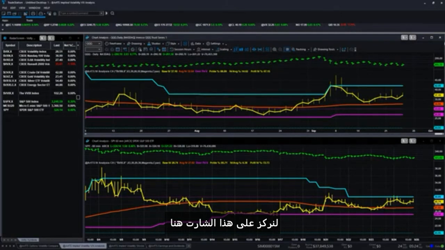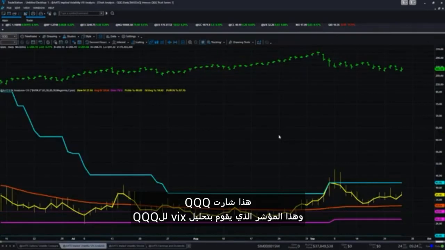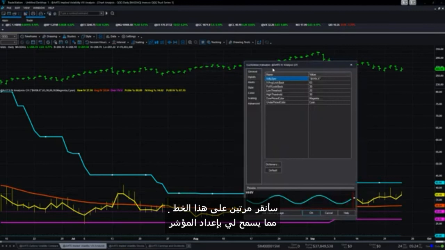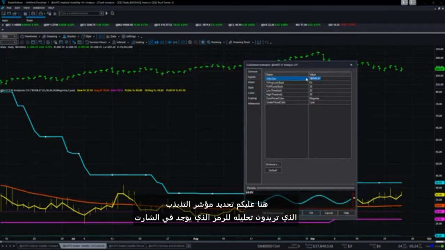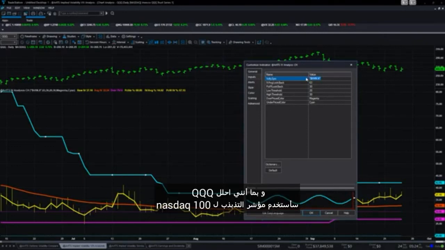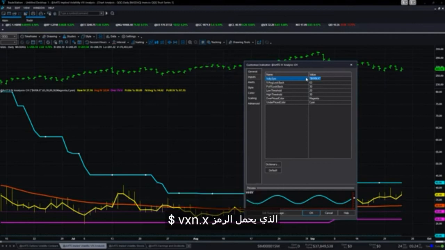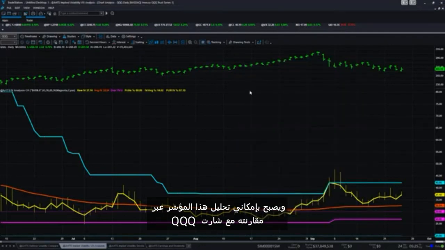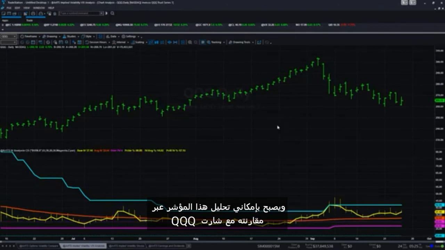So let's focus in on this chart here. So this is the Qs, and this is the indicator that analyzes the VIX for the Qs. And the way it analyzes the VIX for the Qs, I'm going to double click on that line. That takes me to customize indicator. Here you have to specify which volatility index that you want to analyze for the symbol in the chart. So since I'm looking at the Qs, I want to look at the volatility index for the NASDAQ 100, which is the symbol $VXN.X. And so that gives me that volatility, and I can analyze that in comparison to the QQQ. Now I have this kind of exaggerated, but that's the idea.